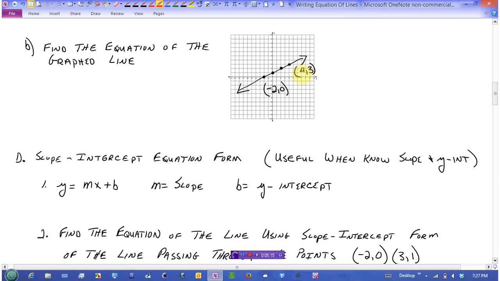So what I picked is the points 4, 3 and negative 2, 0. For this one, I can say that x1, y1 is equal to either one of those points. It doesn't matter which one I pick. It's just a point that the line passes through. Being that the point negative 2, 0 actually has a 0 in it and may be easier to use, that's what I'm going to pick. So I'm going to call the negative 2, 0 as the point I want to use.